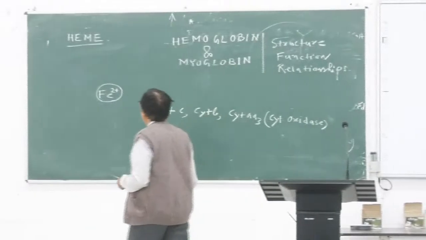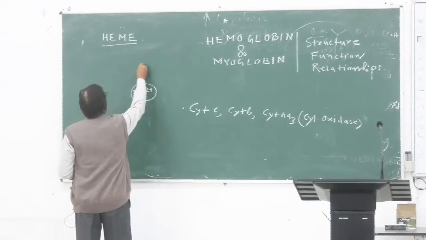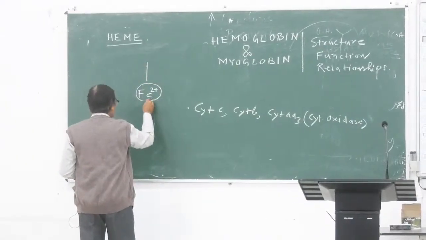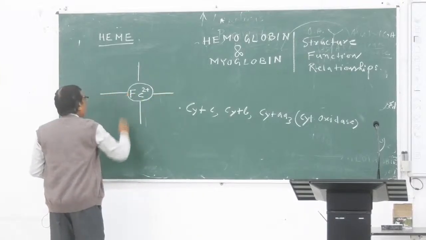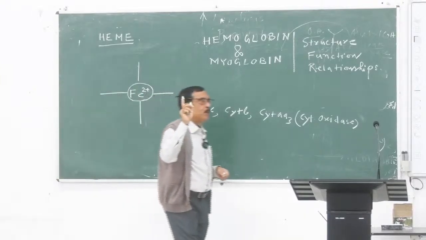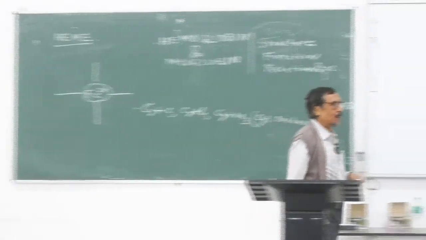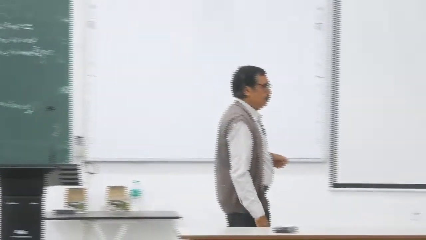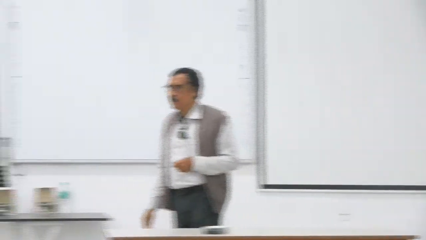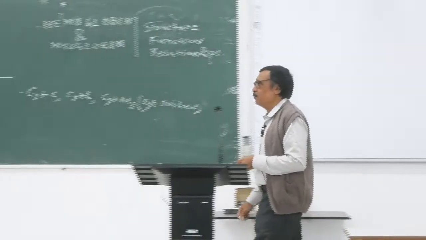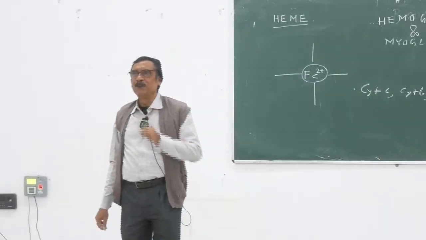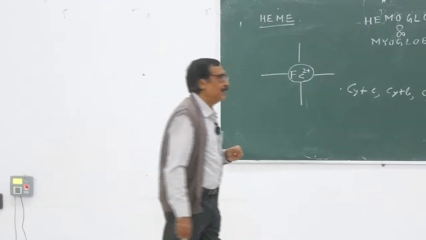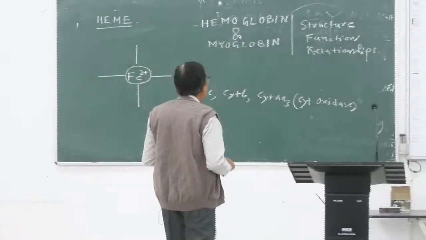Now, what is heme? There are 6 coordinate valencies of iron, not covalent bonds, but coordinate bonds. Coordinate bonds, but 6 of iron. How are these 6 attached?